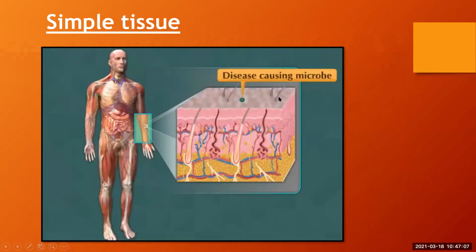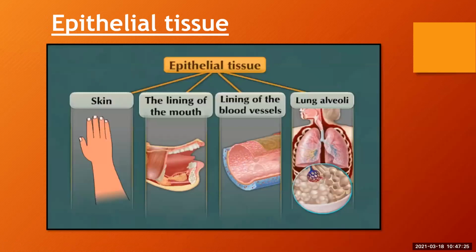So disease causing microbes, to enter the body, have to enter through the skin, which is made up of the epithelial tissue. So before entering the human body, the microorganisms have to penetrate the epithelial tissue. Then only they can enter the body. So the function of the epithelial tissue is to give protection.